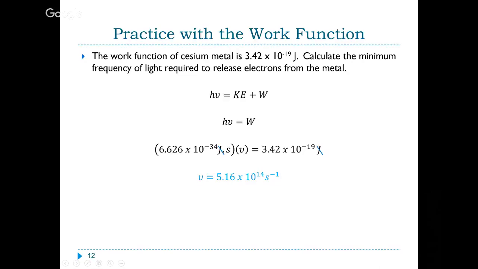So we plug in Planck's constant, we're solving for frequency, and then we plug in our value for our work function. To solve for frequency, it's 3.42 times 10 to the negative 19th joules divided by 6.626 times 10 to the negative 34th joule seconds. So our joules cancel out. We have a frequency of 5.16 times 10 to the 14th inverse seconds. This is the frequency of light that allows us to eject electrons from cesium.